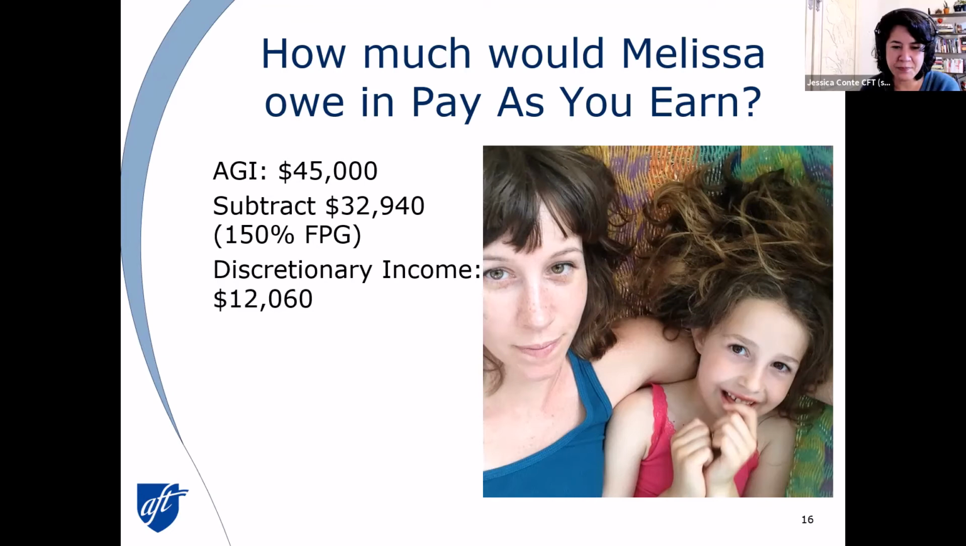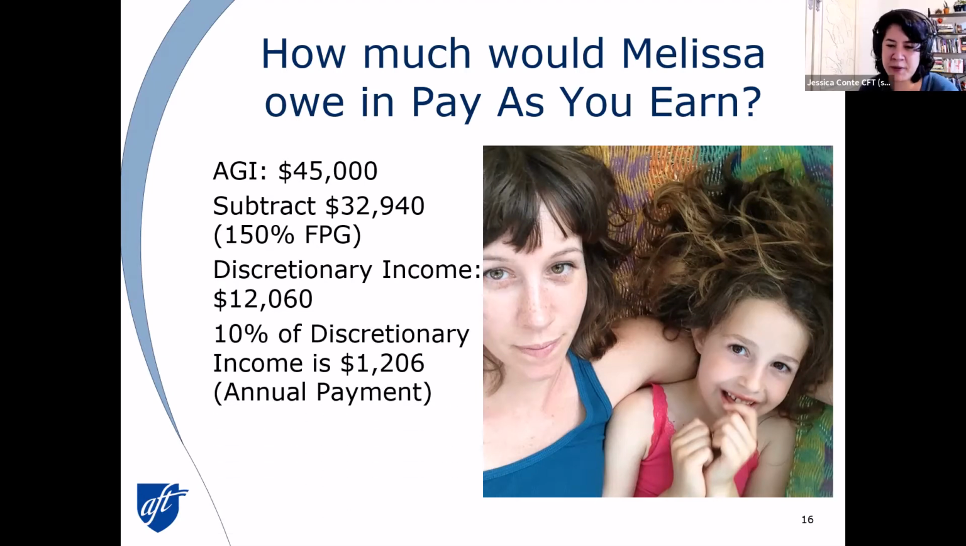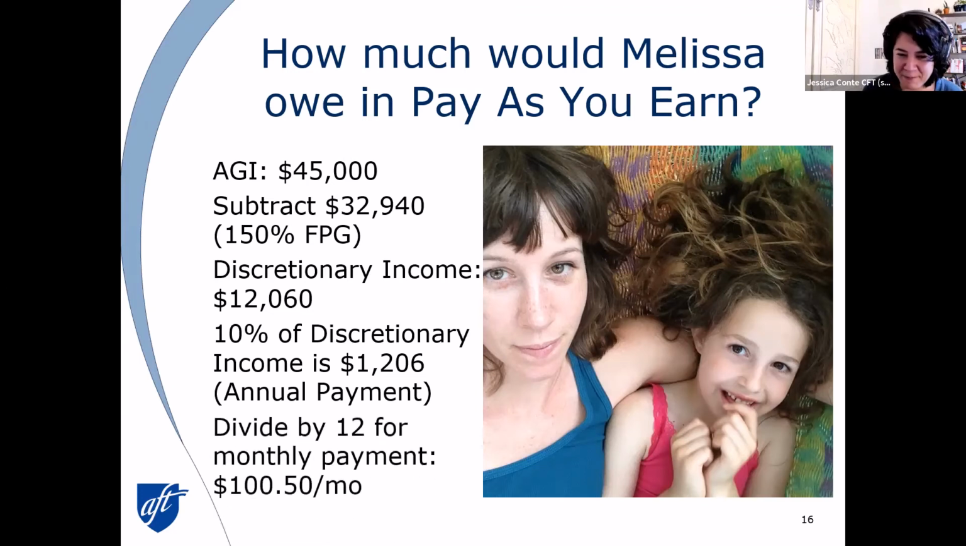So if we subtract this amount from her adjusted gross income, that means her discretionary income is $12,060. Because she is eligible for Pay As You Earn, we multiply that by 10%, which gives us $1,206. That's what she'd pay over a year. So again, divide that by 12, and she would be expected to pay $100.50 every month. And then again, under the 10-year standard repayment plan, she would be expected to pay the same $311 as Anna, because this payment plan is solely based off paying off debt in 10 years, not what you earn or family size.